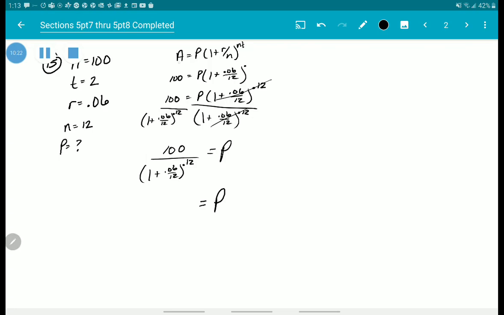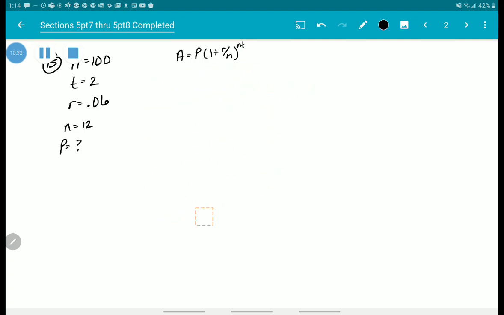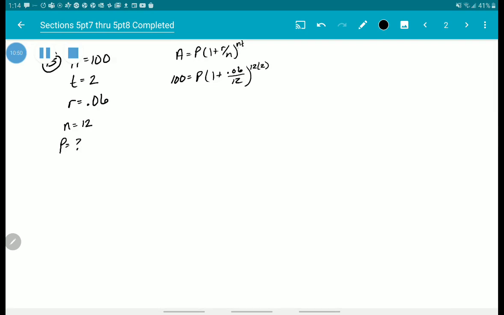Alright, let's look at this. A equals P times 1 plus R over N to the NT. My writing was really messy just a minute ago, and that's what threw everything off. So let's rewrite this. This is an NT. P is what we're looking for. Our interest rate is 0.06. N is 12. T is 2. So before, my writing was messy and I thought that was an R. So let's try this again.